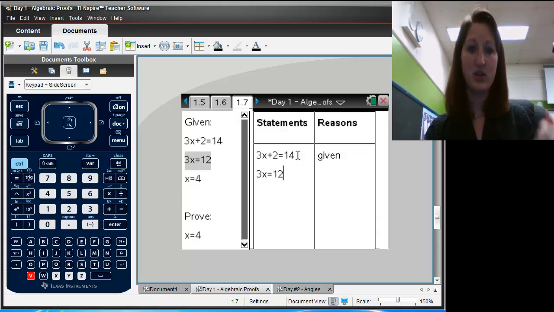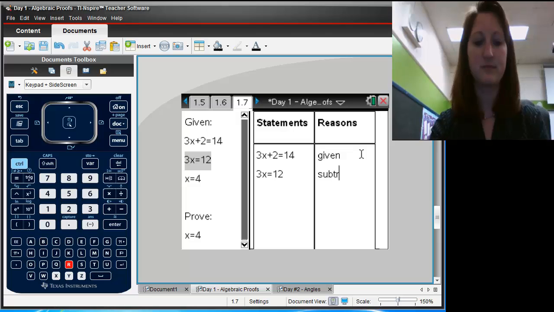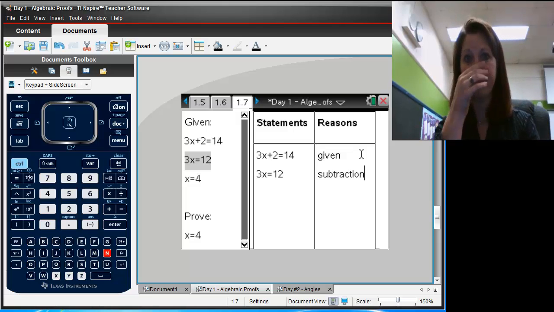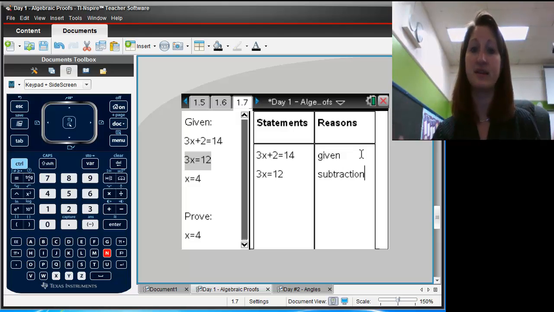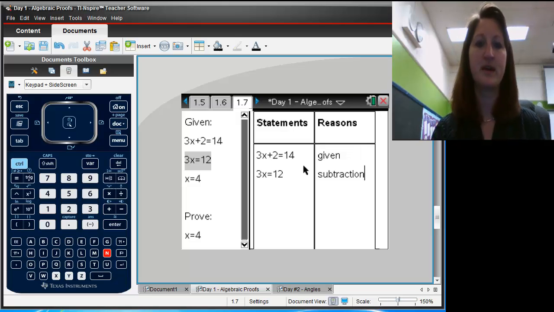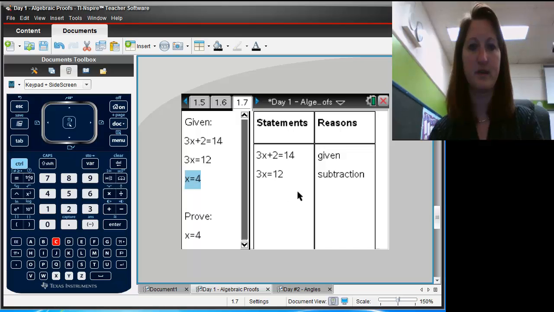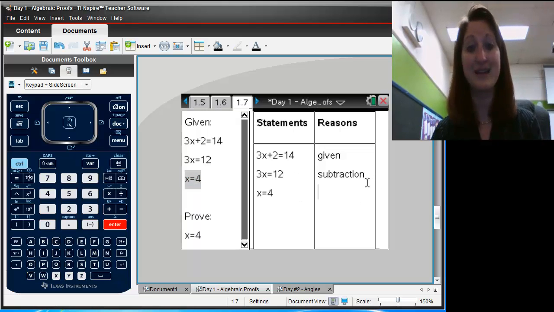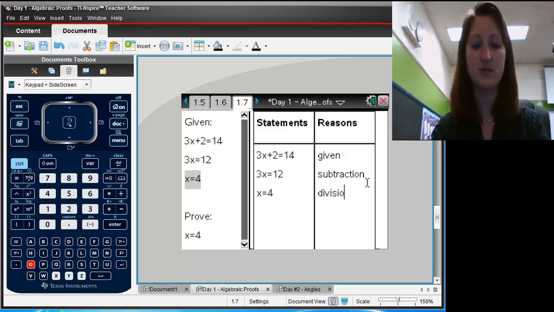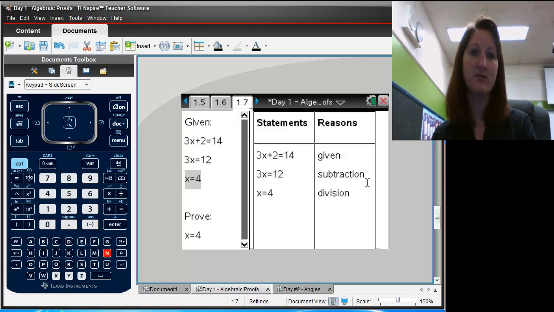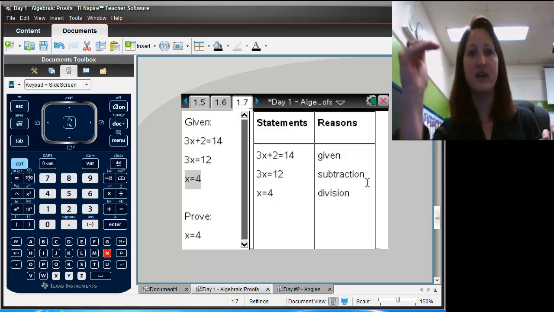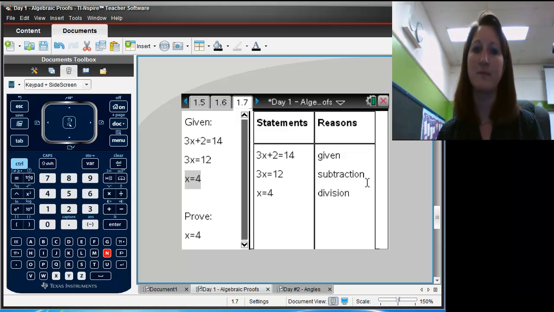Now, the reason that I know that 3x is equal to 12 is because of subtraction. I subtracted 2 from both sides and got 3x equals 12. And then I ended up with x is equal to 4. And the reason that I know x is equal to 4 is because I divided both sides, so I used the division property. So again, really all we're doing is taking an equation, solving it, and then giving reasons for each step in the reasons column.